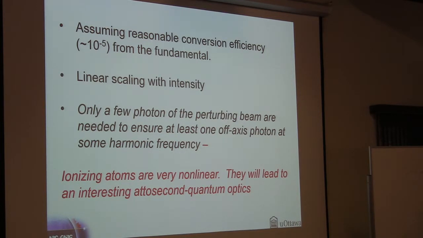So if you assume a reasonable conversion efficiency of about 10 to the minus 5 from the fundamentals, and if you assume linear scaling of the intensity, and if you lock the signal on this curve at a certain intensity, and you project back, you can say what would happen when I only have a certain probability of creating 1 photon in one of the deflected regions. Only a few photons in the perturbing beam are needed. We know when it's going to be, so they're going to be in a mode or in a time. Only a few photons in the perturbing beam are needed to ensure at least 1 photon in some harmonic.